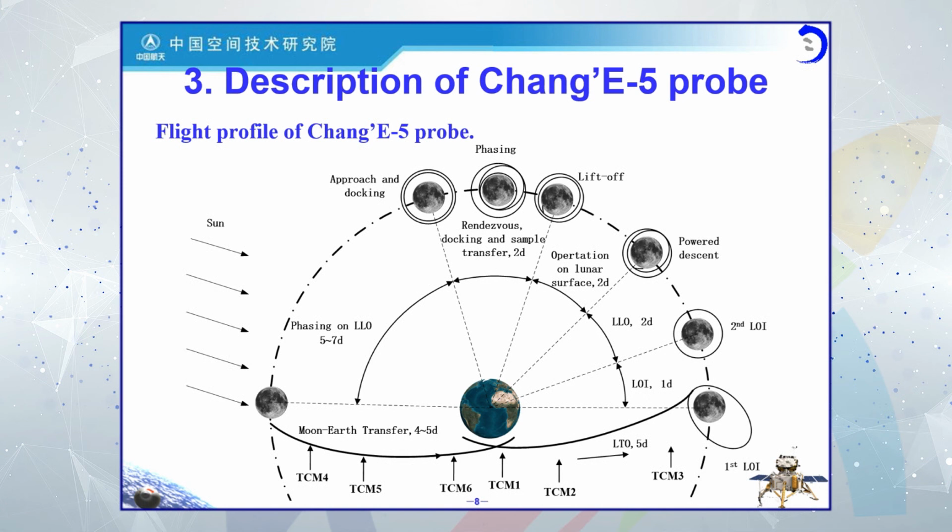After liftoff on lunar low orbit, there will be 2 days for the ascent vehicle to perform phasing to prepare for rendezvous and docking. And then the complex of the orbiter and the return capsule will perform docking with the ascent vehicle and finish the sample transfer. The canister with lunar sample will be transferred into the return capsule.